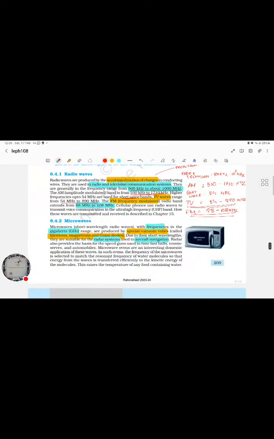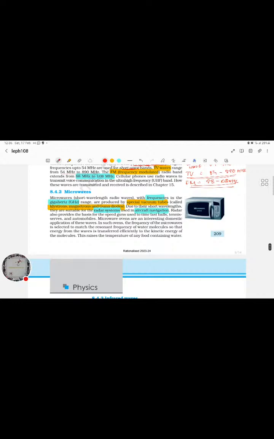Radio waves are produced due to accelerated motion of charges, and then we had several ranges of variation. Radio waves, starting from 500 kilohertz to 10 power 3 megahertz for radio and television. Audio amplitude modulated as 530 to 1710 kilohertz. Short waves for 54 megahertz. TVs 54 to 890 megahertz, and so on.